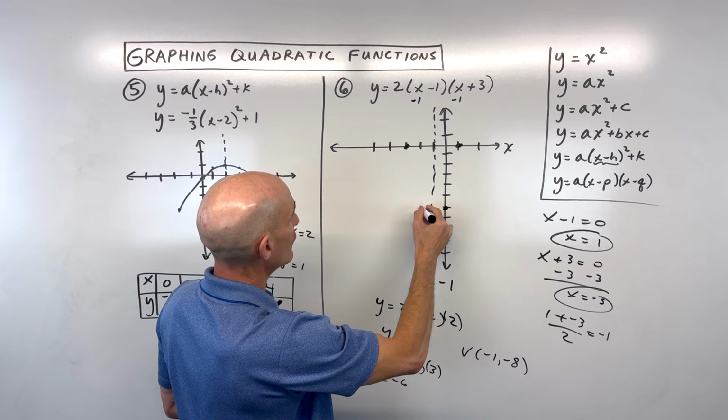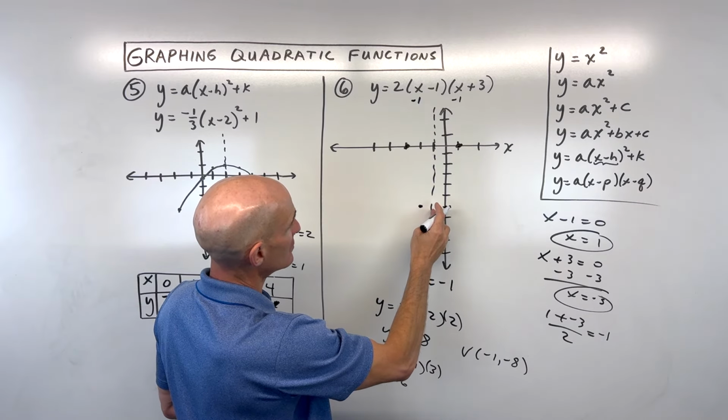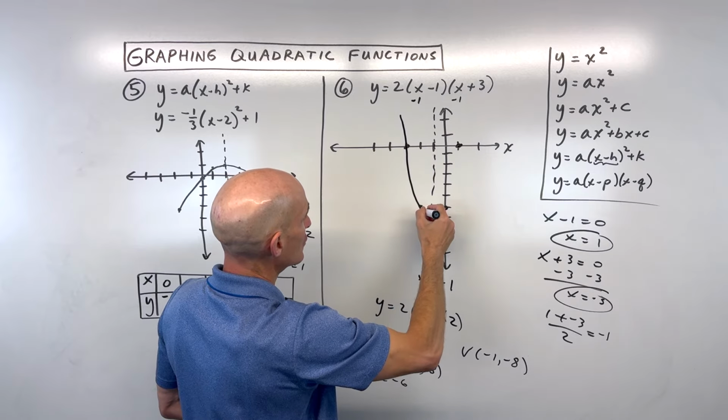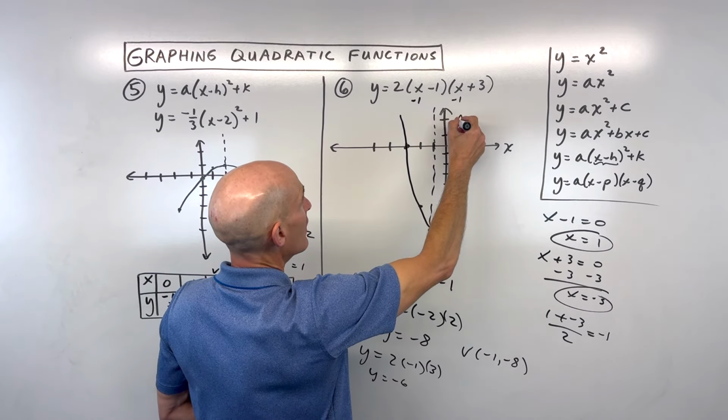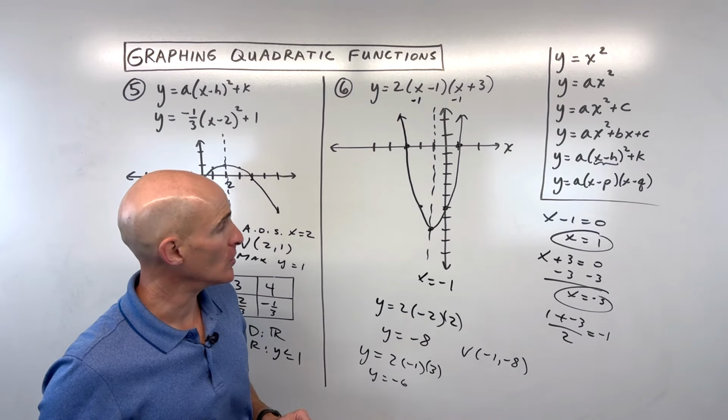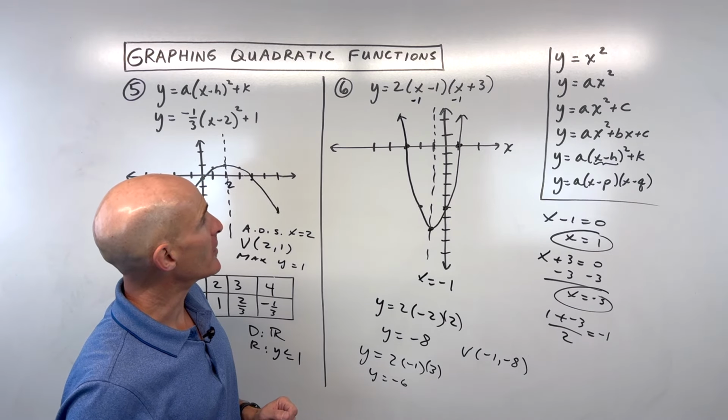And I can reflect that over the axis of symmetry, 1 unit to the right, 1 unit to the left, just folding it over. Now we can get a good sketch of our parabola. Again, make it a U-shaped graph, kind of round it out at the bottom. You don't want it too sharp of a corner there.